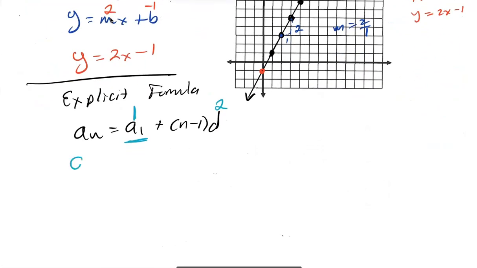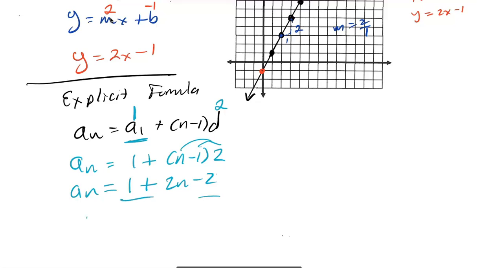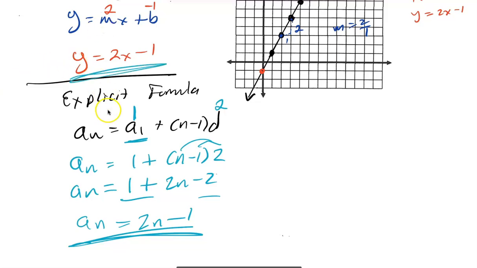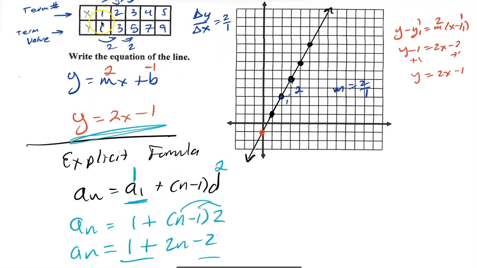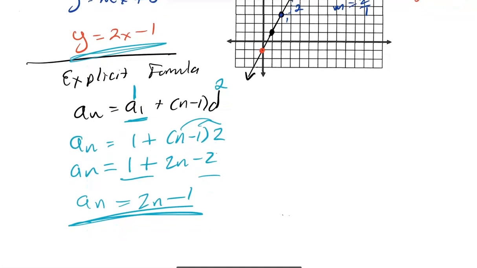And let's simplify that. An equals 1 plus n minus 1 times 2. Distribute that 2. So 1 plus 2n minus 2. Add like terms. I get an equals 2n minus 1. And if you look at them, right, they're the same thing, right? Because an arithmetic sequence is just a function where the domain is the natural numbers. So it's the exact same idea.